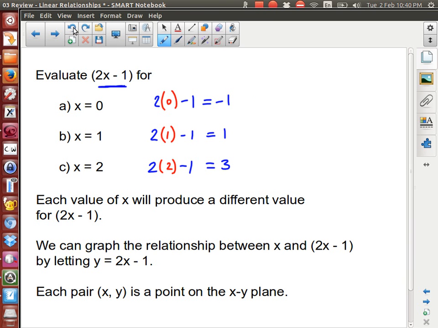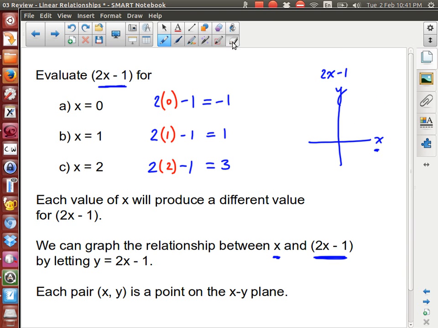Now if we decide that we want to examine how the expression 2x minus 1 changes as x changes, that's called the relationship. What is the relationship between x and the expression 2x minus 1? When we graph something, we will typically have an x-axis and a y-axis. So the way that we explore this relationship is we have our x, and on the y-axis, that's where we're going to put the values 2x minus 1.